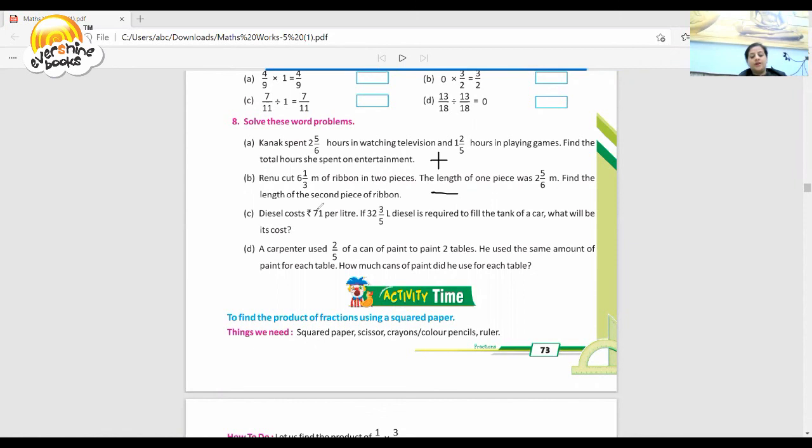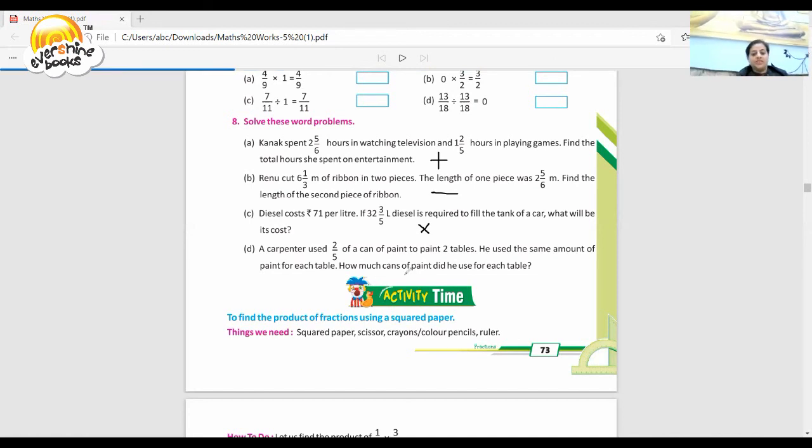Diesel costs 72 per liter. If diesel is required to fill the tank of a car, what will be its cost? It means 72 per liter is there, and you have to find the amount for the liters. You have to multiply. A carpenter used 2.5 of a can of paint to paint 2 tables. He used the same amount of paint on each table. How much paint did he use for each table? You have to divide, because it is asked about one table.